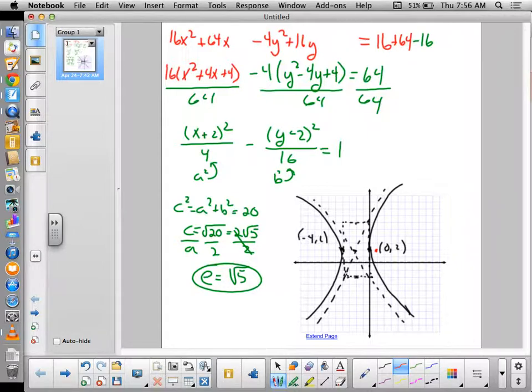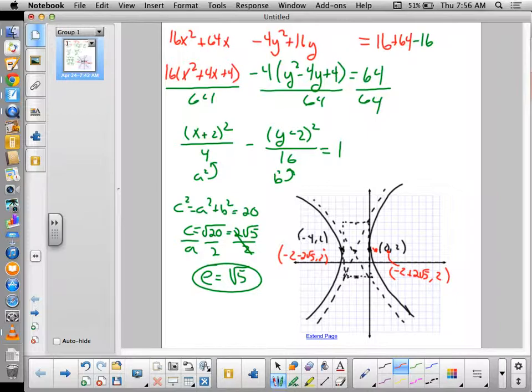So this would be out here somewhere, and 2 root 5 is what? Root 5 is about 2.2, and 2 times that would be 4.4 approximately. So, actually probably a little further. So 1, 2, 3, 4, probably more like there. There is my focal point. And that would be negative 2 plus 2 root 5, 2. So 1, 2, about here, that would be negative 2 minus 2 root 5, 2. Those would be my focal points.